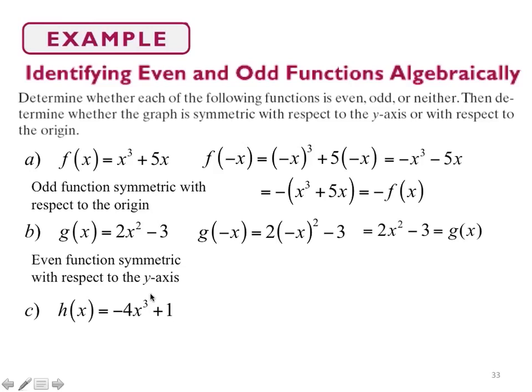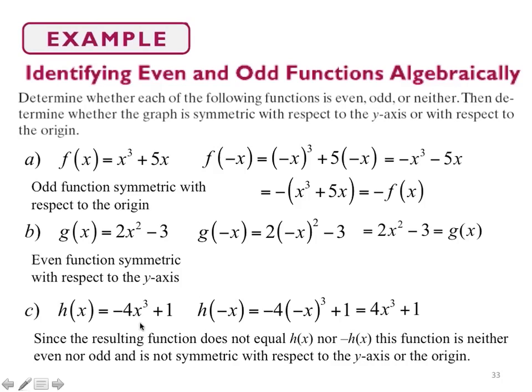Now if we look at this one down here, I'm taking negative x and plugging it in. So I have negative 4 times negative x cubed plus 1. If I simplify that, I get 4x cubed plus 1. This is not the same as the original. And if I look at the negative version of this, I would get negative 4x cubed minus 1. That is also not the same as the original. Since neither h of x nor negative h of x is equal to this, the function is neither even nor odd. So that means it's not symmetric with respect to the y-axis or to the origin.